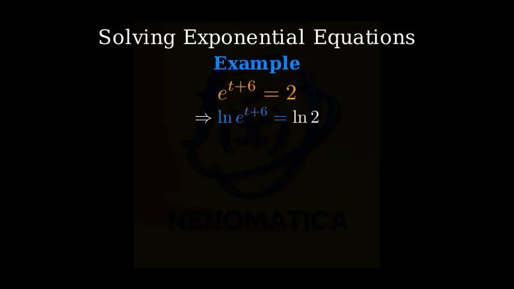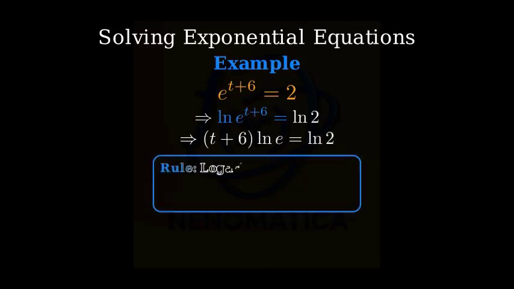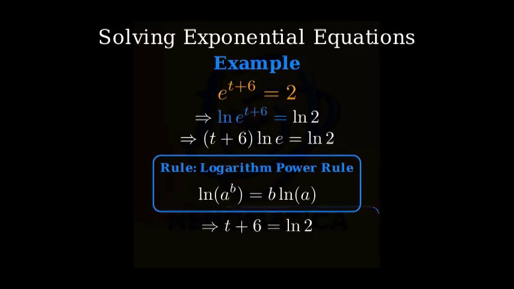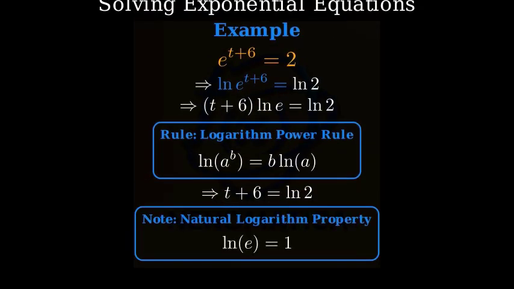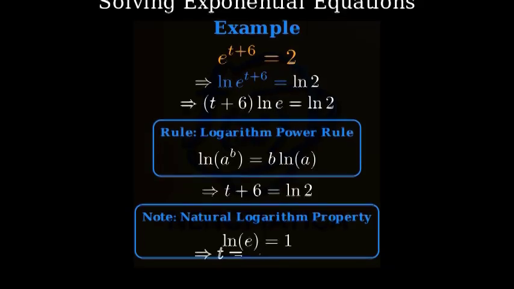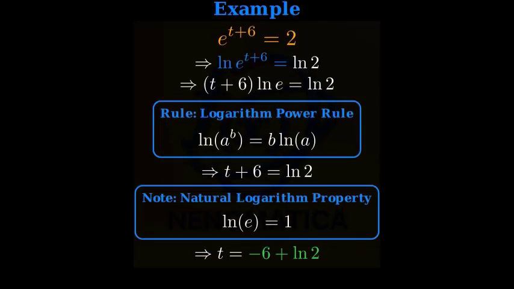This gives us ln of e to the power of t plus 6 equals ln of 2. Next, we use the logarithm power rule, which states that the logarithm of a power equals the exponent times the logarithm of the base. So ln of e to the power of t plus 6 equals t plus 6 times ln of e. We know that the natural logarithm of e equals 1, that is, ln of e equals 1. So our equation simplifies to t plus 6 equals ln of 2. Finally, we solve for t by subtracting 6 from both sides. This gives us t equals negative 6 plus ln of 2, which is our final answer.